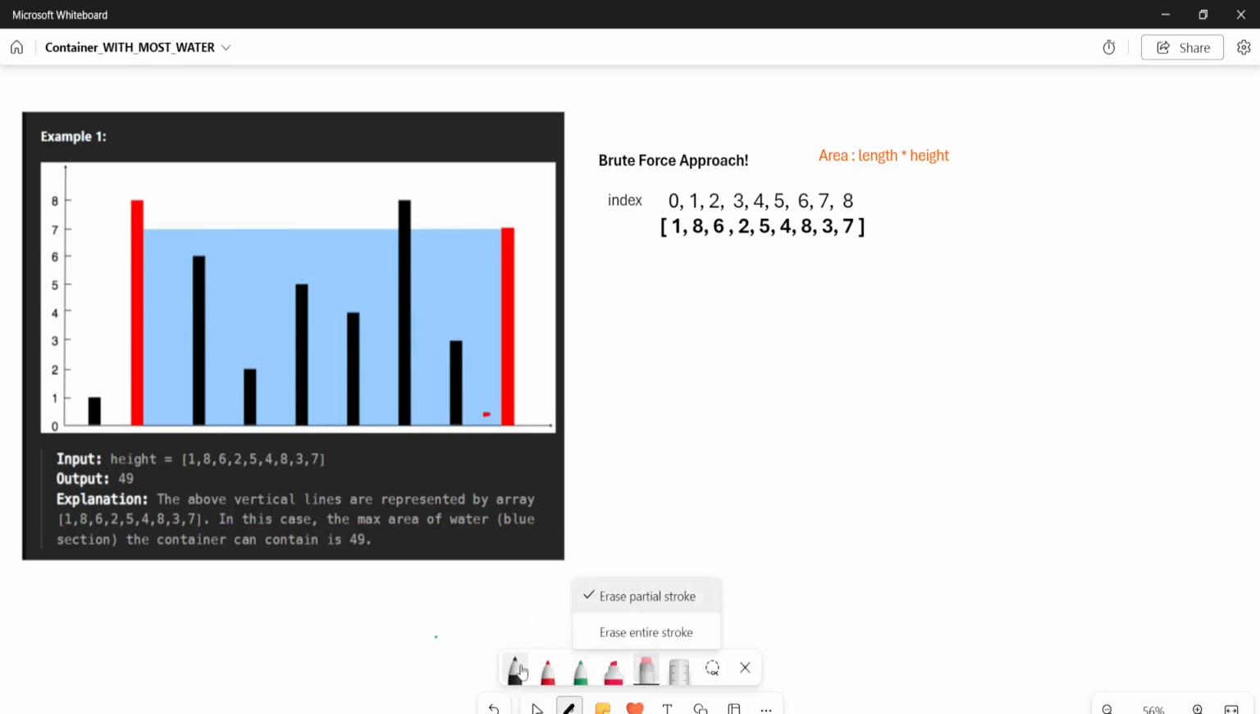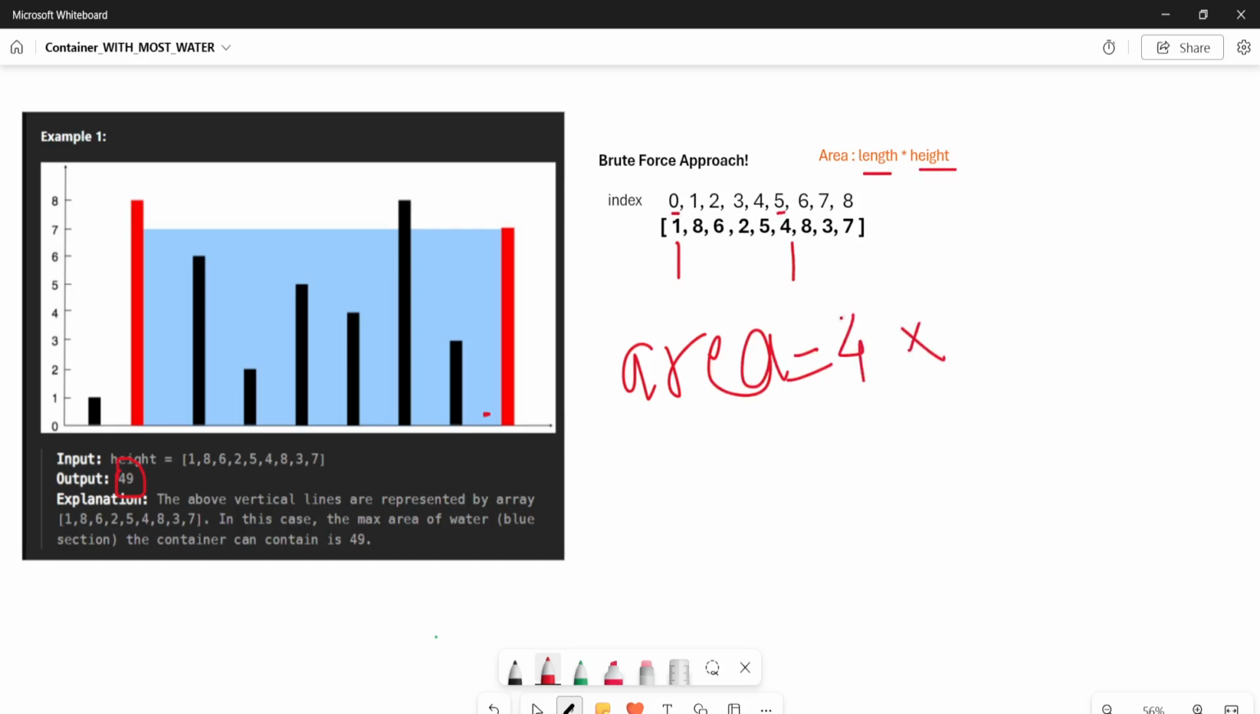So here in this problem, it is written that the area is 49, right? Let's find out how we achieve this 49. Okay. So let's consider these 2 points. What would be the area? Area will be the length into height because the container is nothing but a rectangle, right? So what is the length? Length is the difference in the indexes. 5 minus 0, it is nothing but what? Sorry, 5. 5 minus 0 is 5, right? And the minimum between 1 and 4 is 1. So the area will be 5 only, right?